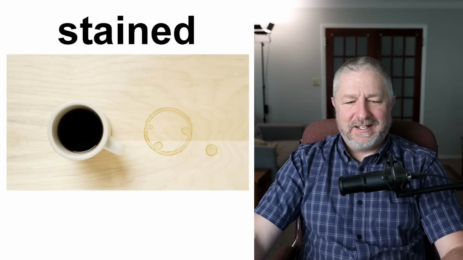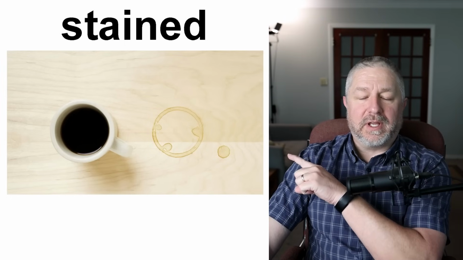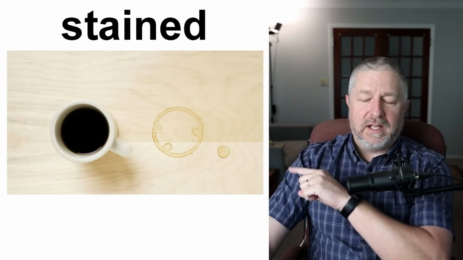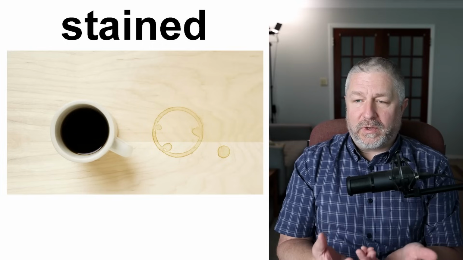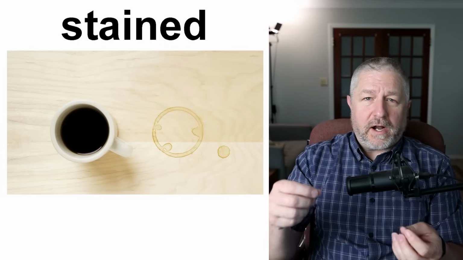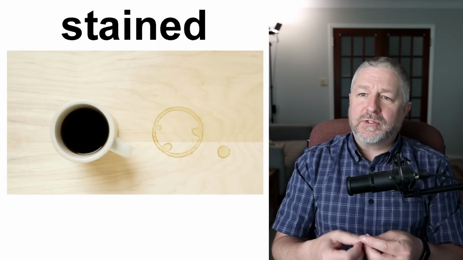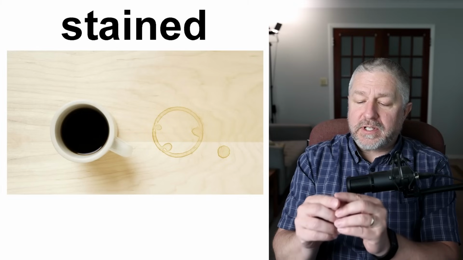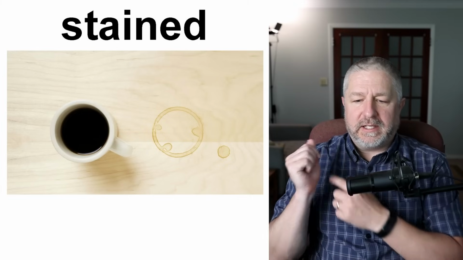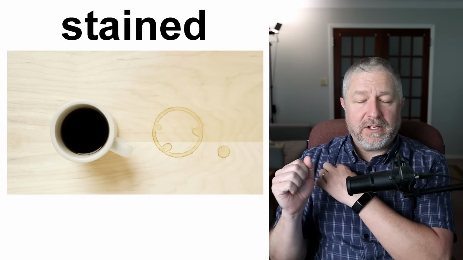Well, look at that. The next word is stained. This table is stained, okay? It has a coffee stain. Things can get stained, okay? Coffee will stain things. What else will stain things? Let's say you hurt yourself and your finger's bleeding and you get some blood on your shirt. That will stain your shirt.